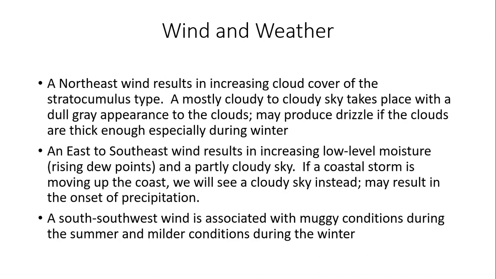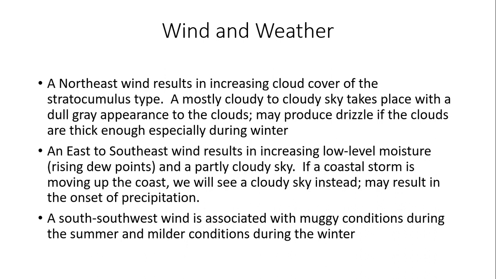A northeasterly wind in Virginia generally results in increasing cloud coverage, and they're usually the stratocumulus type. I'll show you some pictures of what those look like in a moment. A mostly cloudy to cloudy sky is going to take place with a dull gray appearance. It may produce drizzle if the clouds are thick enough, especially during the winter season. You might get a little bit of drizzle out of these, but nothing significant.